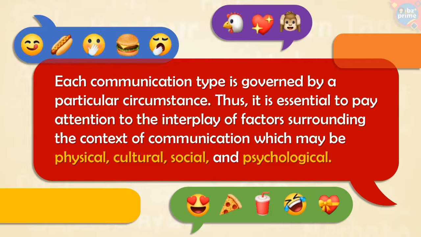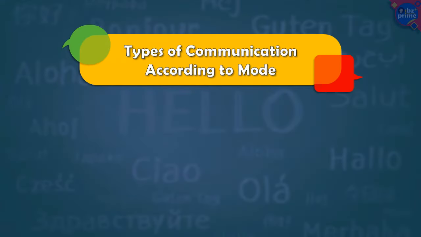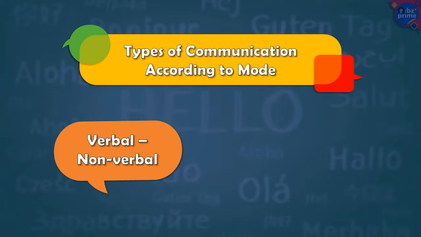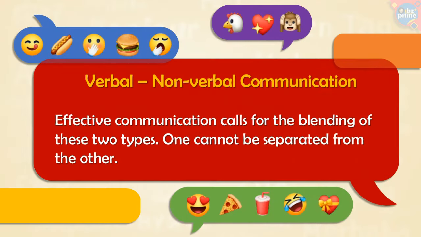Thus, it is essential to pay attention to the interplay of factors surrounding the context of communication, which may be physical, cultural, social, and psychological in nature. Communication may then be classified according to communication mode, context, and purpose and style. The types of communication according to mode are verbal, nonverbal, and visual communication. Effective communication calls for the blending of these types. One cannot be separated from another.